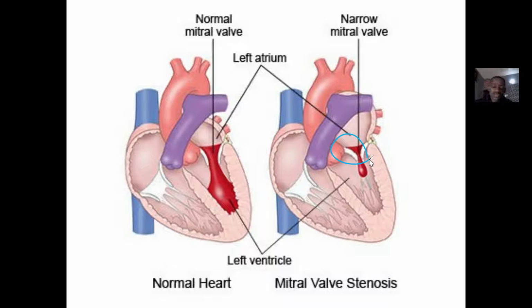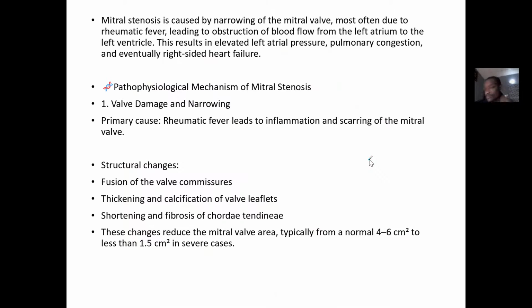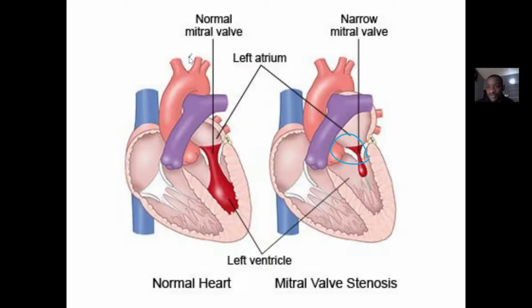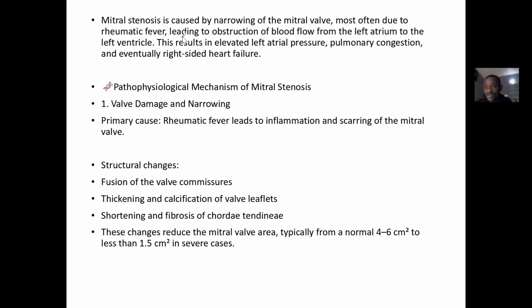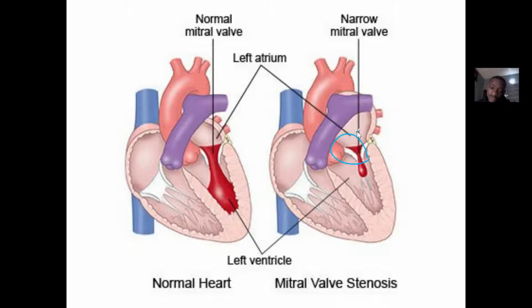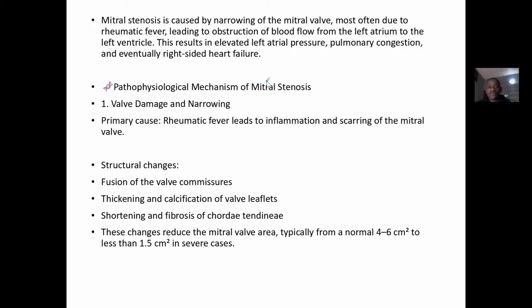As it's becoming narrowed, we're now just trying to look at it step by step. How does it actually come to become like this? So the narrowing is mostly due to rheumatic fever, leading to obstruction of blood flow from the left atrium to the left ventricle. Do you understand? So blood flow from here down is the one that will be affected. This results in elevated left atrial pressure, pulmonary congestion, and eventually right-sided heart failure.